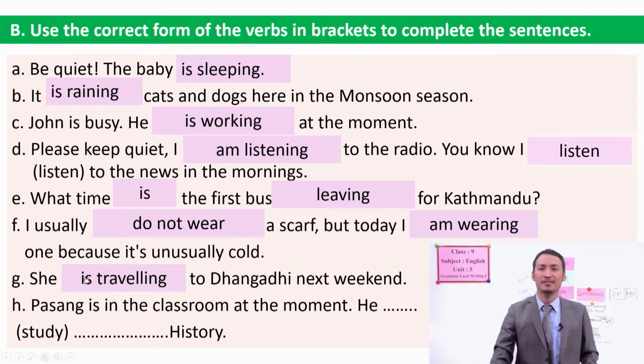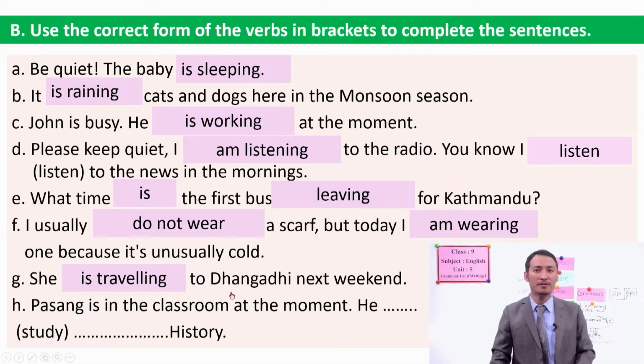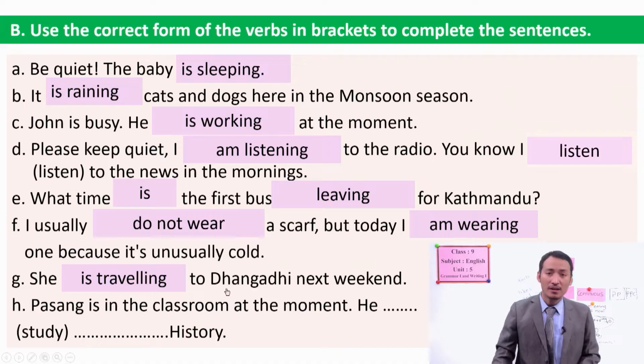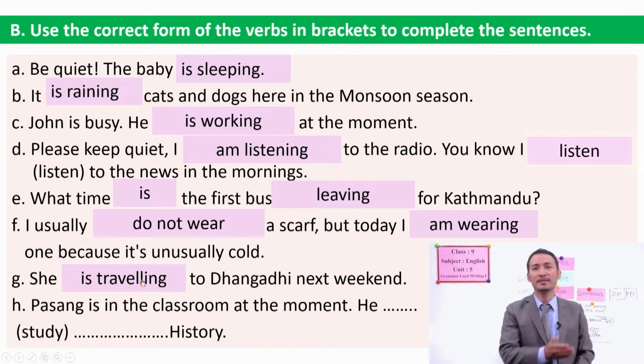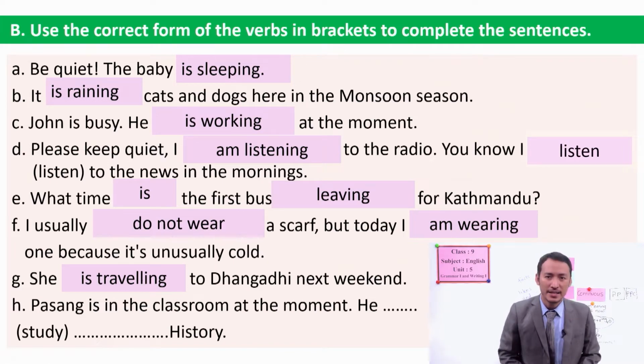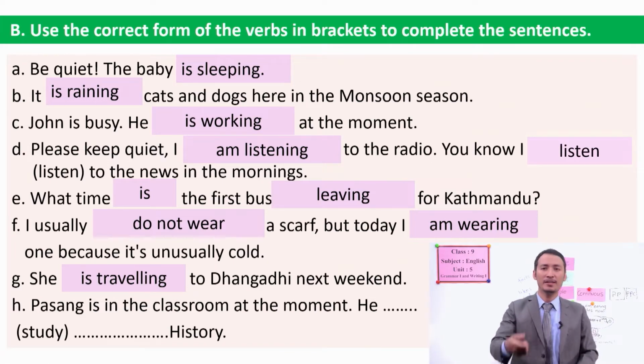We add present continuous tense, because when we are talking about our future plans, we can also use present continuous tense, like she is traveling to Dhangari next weekend. She is not actually doing it right now, but it's going to happen in the future. So for talking about future plans, you can use present continuous tense.